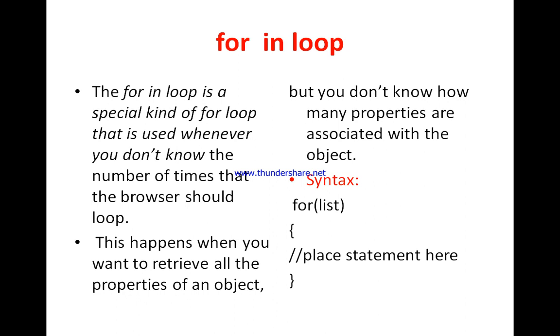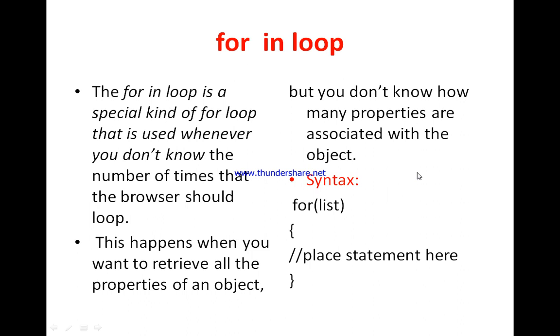Okay, so the for in loop is a special kind of for loop that is used whenever we don't know how many times the browser should loop. It means we have the condition, but we don't know how many times that condition will be executed. In such a case we use the for in loop. This happens when we want to retrieve all the properties of an object, but we don't know how many properties are associated with the object.